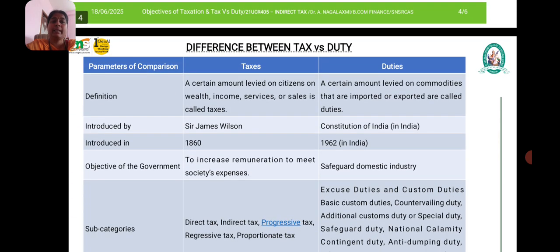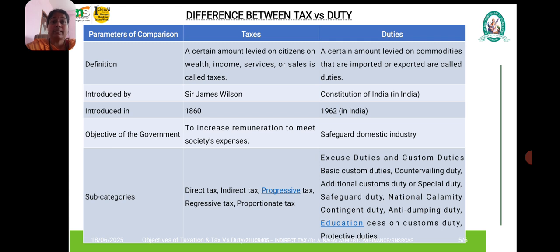Then the next topic is tax versus duty. What we think is that tax and duty are other names for each other. No, there is a difference. Tax is levied on citizens on wealth, income, service or sales, but duty is levied on import and export of goods. Tax was introduced by Sir James Williams. Duties are introduced by the Constitution of India. Tax was introduced in 1980 and duties were introduced in 1962 in India.